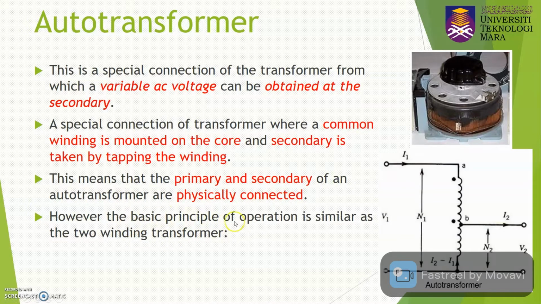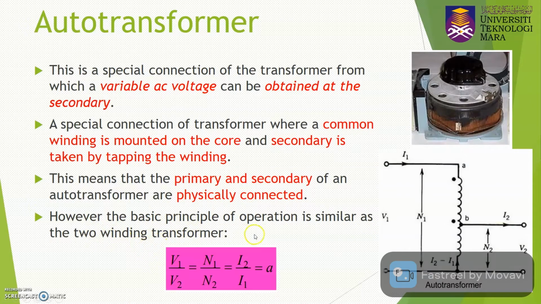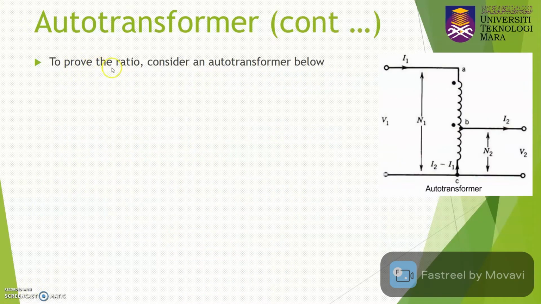However, the basic principle of operation of the autotransformer is similar to the two-winding transformer, where you can still use the general equation of the two-winding transformer, where V1 over V2 is equal to N1 divided by N2, equal to I2 divided by I1, and this is equal to a, where a is the turns ratio. In order to prove that the autotransformer fulfills this ratio, we need to consider an autotransformer like the circuit below.